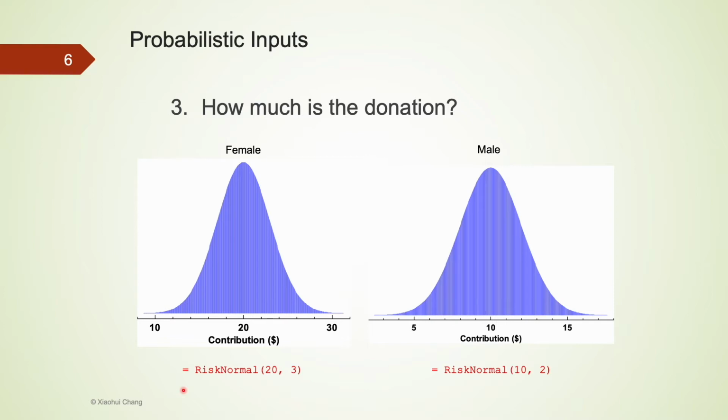This variable again is different for women versus men, as the contribution from females is normal with mean 20 and a standard deviation of 3. And that of male is $10 as the mean and $2 as the standard deviation. So we would need to generate 2 variables again. This can be done using RiskNormal. The first argument is the average of the normal distribution, while the second argument is the standard deviation.